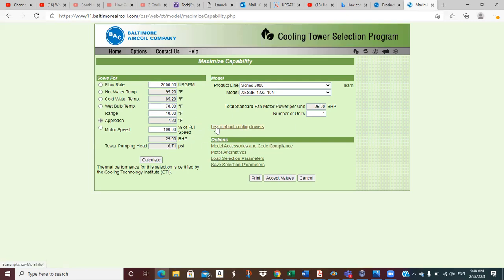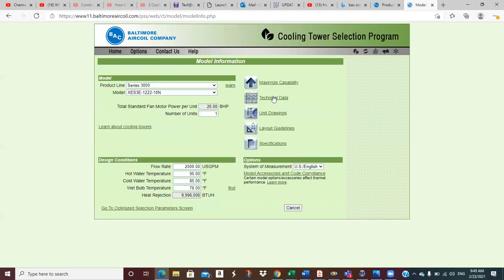Let's see. I can print. What do I want to do? Somehow I want to go back. I'm not sure how to, oh, cancel. I can cancel out of this. And eventually, we should get back to the previous screen. So that's capability, technical data.